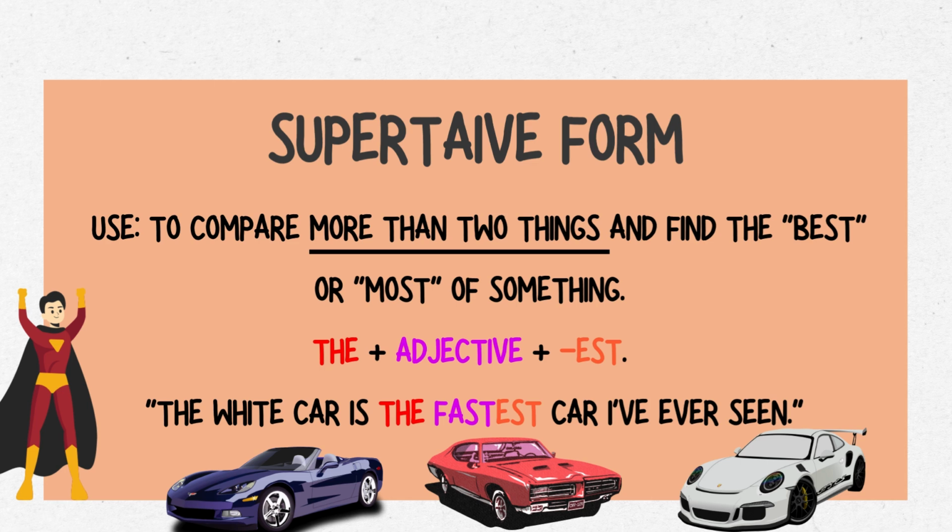Now, let's talk about superlatives. We use them to compare more than two things and find the best or most of something. The formula is the plus adjective plus est. For example, the white car is the fastest car I've ever seen.